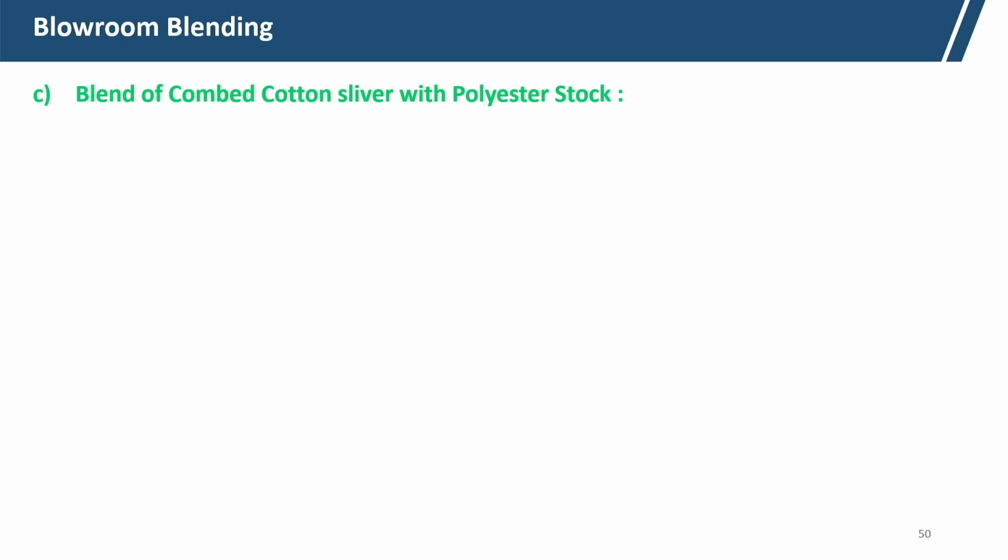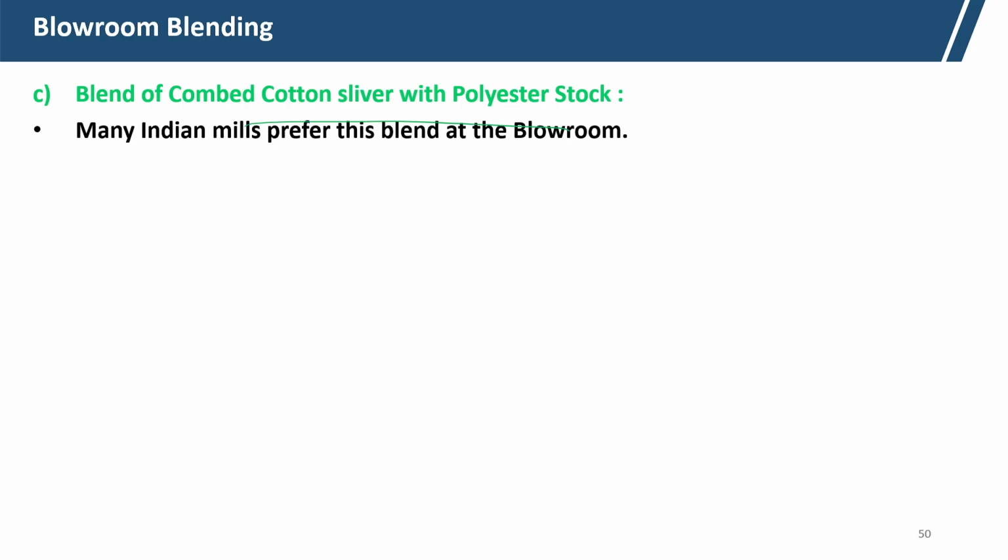Blend of combed cotton sliver with polyester stock. This is another process. Many Indian mills prefer this blend in the blowroom. So, in the blowroom they use the polyester stock and combed cotton, so that it goes in the same carding line, but it has got merits. The process gives a very intimate blend.